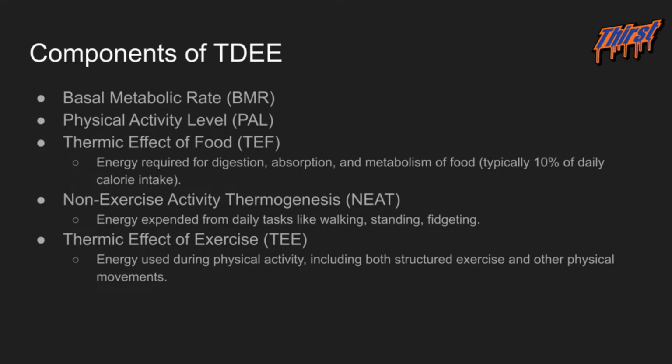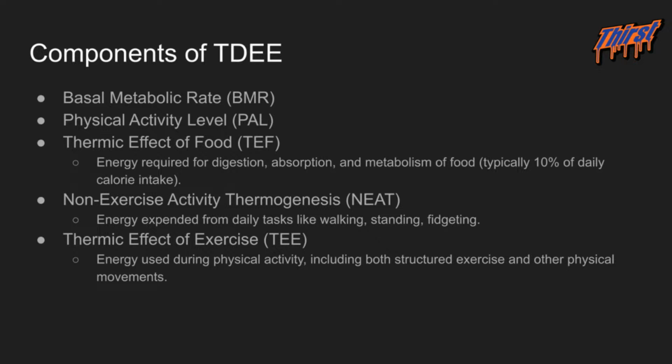This is just the energy required for digestion, absorption, and metabolism of food. And we typically use around 10% of your daily calorie intake. So if you eat 2,000 calories in a day, it's estimated that approximately 200 of those calories are going to be used for the processing of those foods to some degree, whether that's the chewing, the digestion, the excretion, the absorption. Those all are things that have to happen, and you need energy to be able to do those. You can't just make that happen, right? It can't just come out of nowhere.